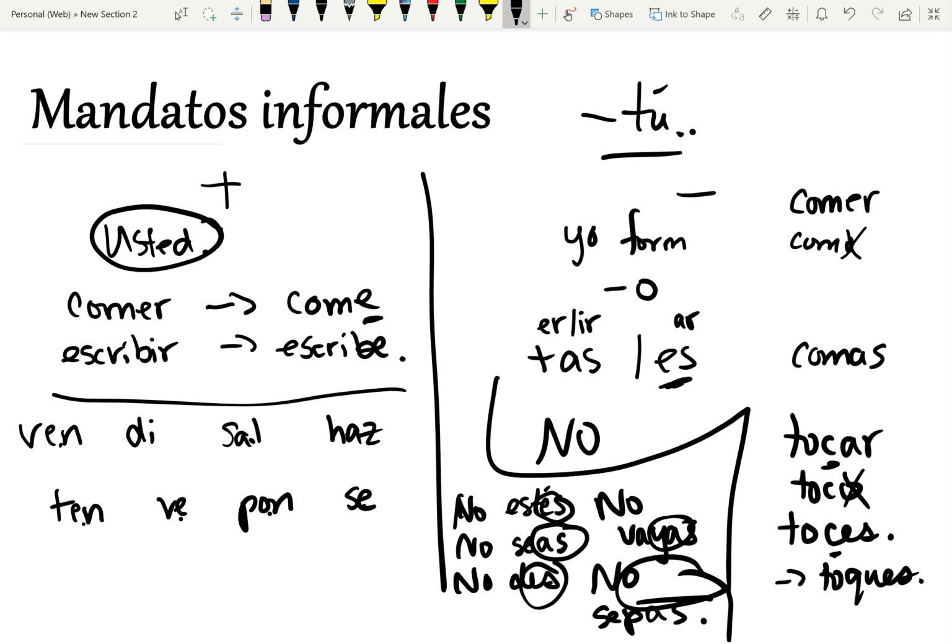Make sure to watch commands and object pronouns because they have some special rules with placements that are very important. Take a look at that next.